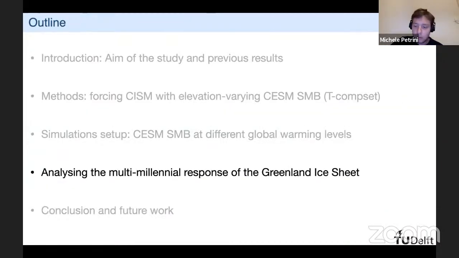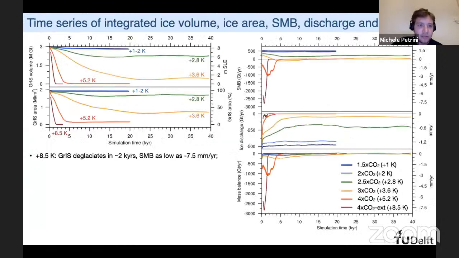Now, I will just show you our results here. You can see, first of all, a time series of Greenland ice sheet volume and area for the different runs. We have in blue, dark blue is the +1 and light blue is the +2 Kelvin. It's a bit hard to distinguish, but you can see them here, for instance. Then the green is +2.8, the yellow is +3.6, light red +5.2, and dark red is +8.5.